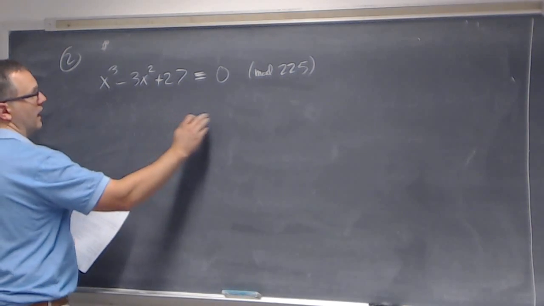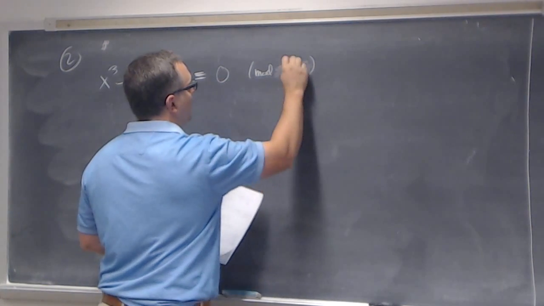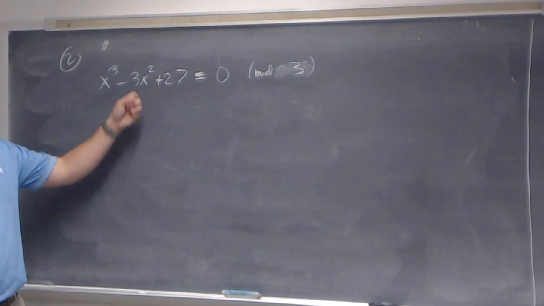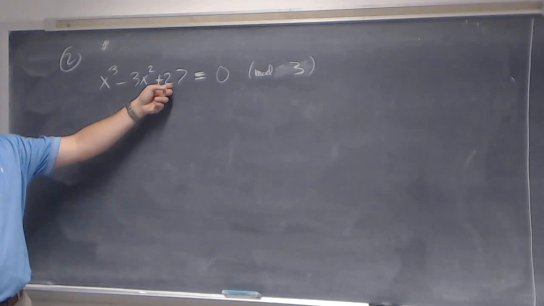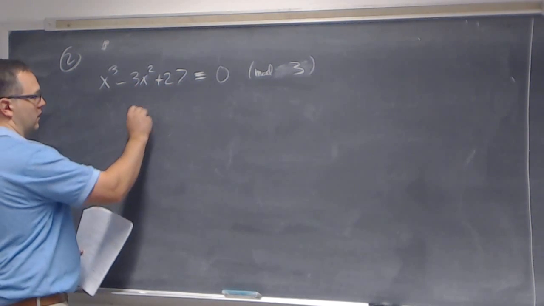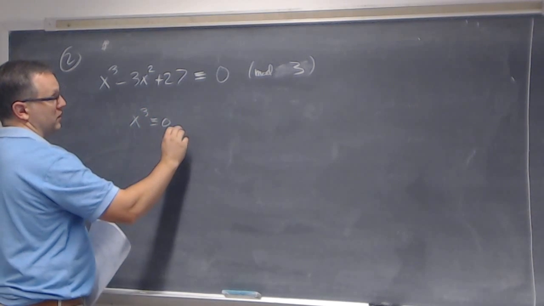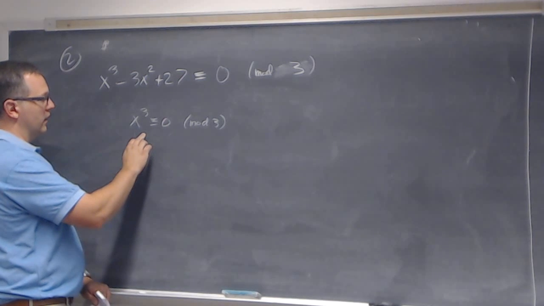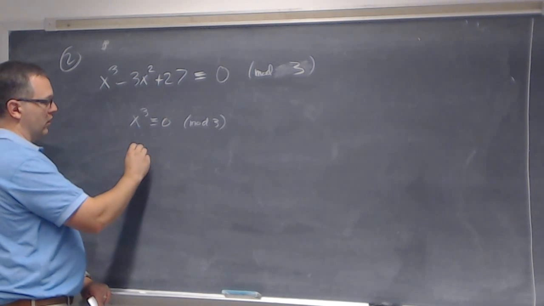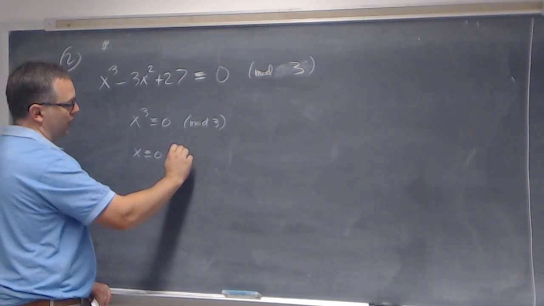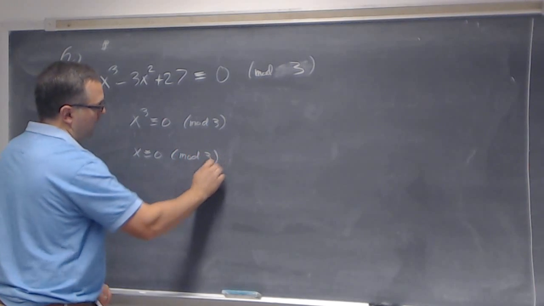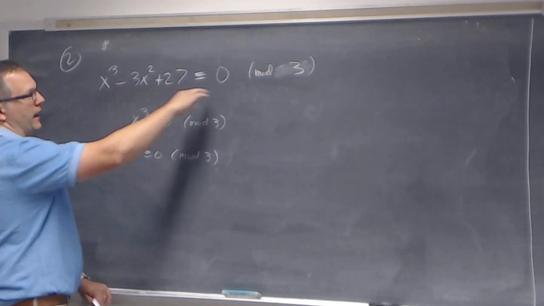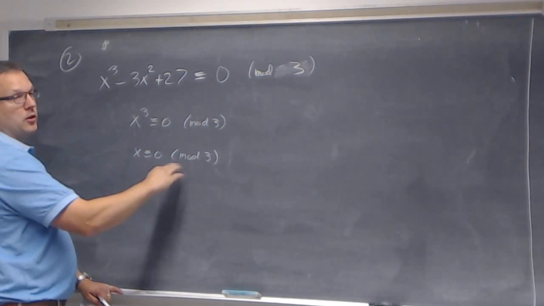If you break this down, say mod 3, this term is 0 mod 3 and this term is 0 mod 3. So you just get x cubed congruent to 0 mod 3. Well, there's only one solution, 0, so x is congruent to 0 mod 3. So every answer to the original congruence will be a multiple of 3.